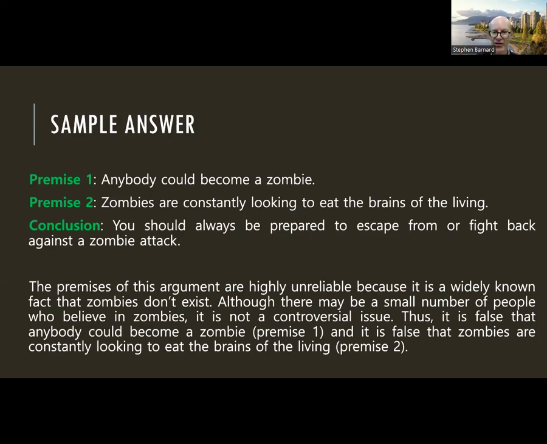And if there's no such thing as zombies, well, then it's false that zombies are constantly looking to eat the brains of the living. Any supposition of the eating habits of zombies is irrelevant, because zombies themselves don't exist. So in this case, both premises are highly unreliable, which therefore renders the conclusion unreliable as well.